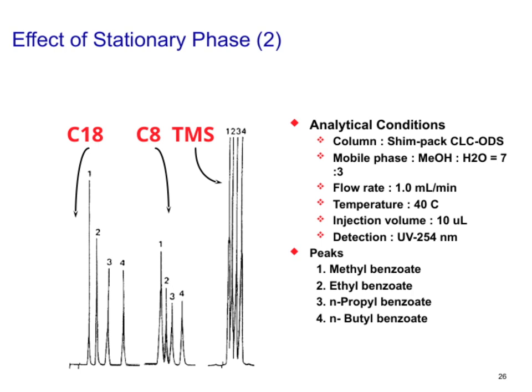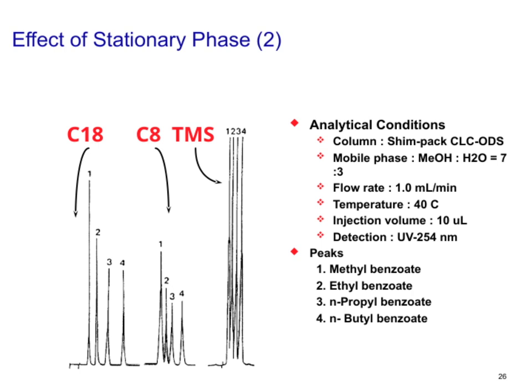Now, moving on to the peaks observed, the first one corresponds to methyl benzoate, followed by ethyl benzoate, then N-propyl benzoate, and finally N-butyl benzoate. This sequence shows how increasing the alkyl chain length affects the retention time, with longer chains generally resulting in longer retention due to increased hydrophobic interactions.